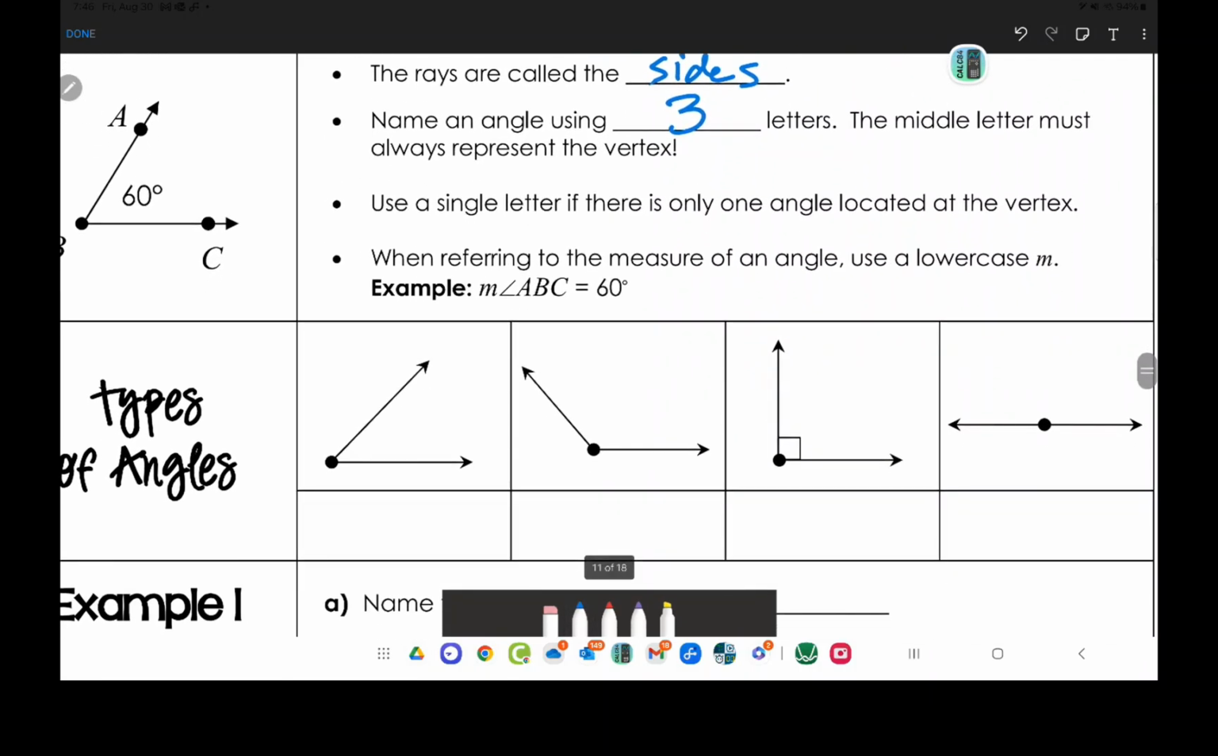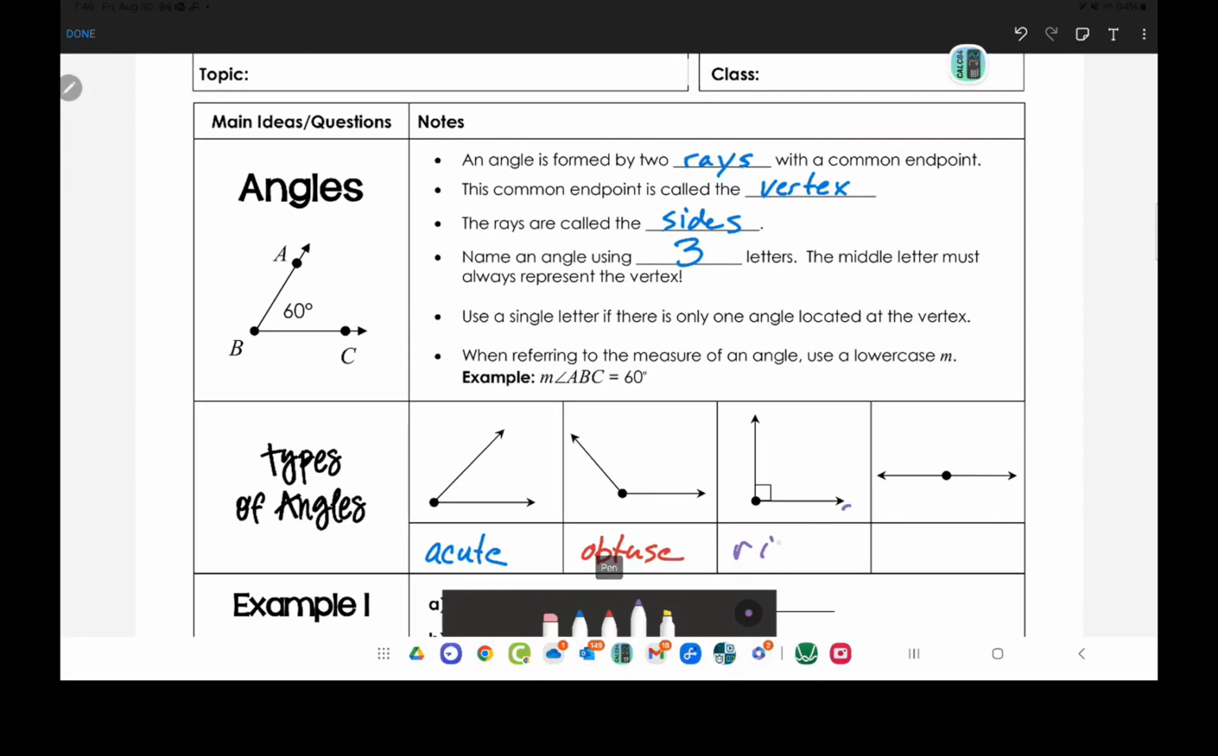Now, types of angles, we talked about these. We have acute, obtuse, right, and straight.